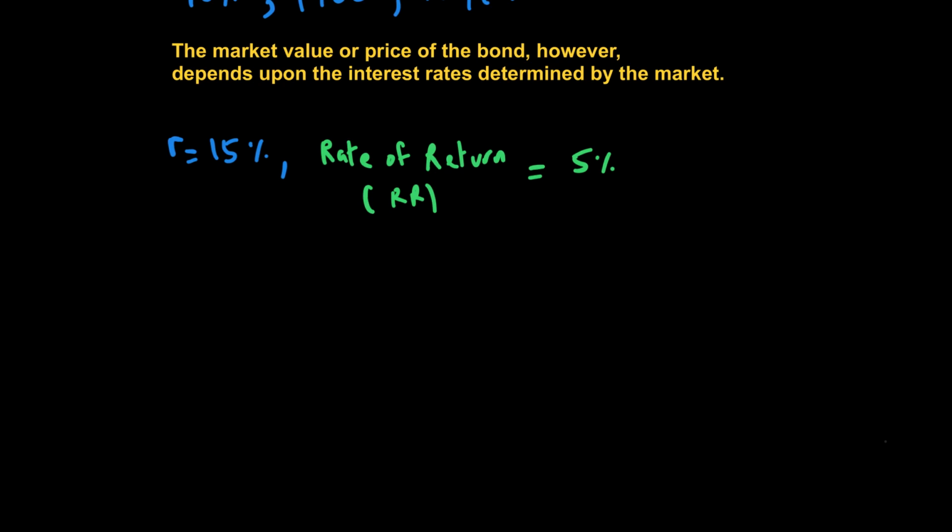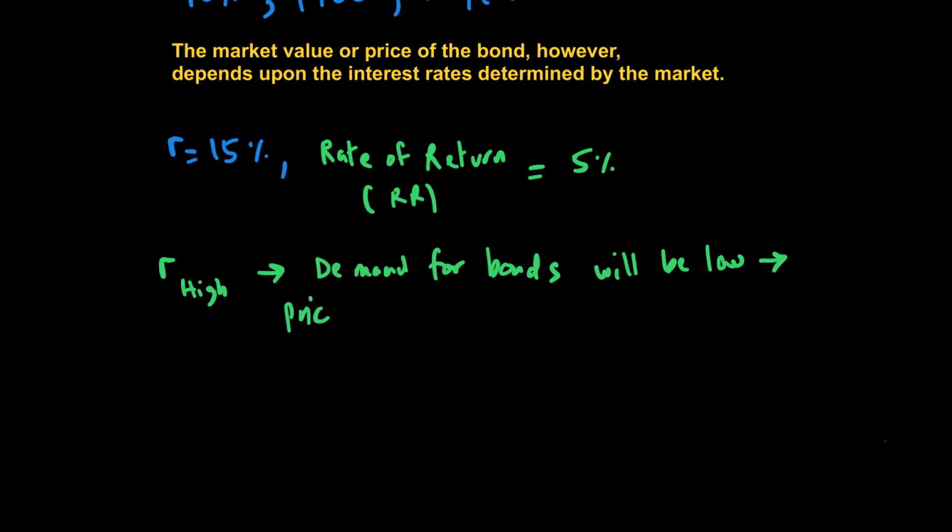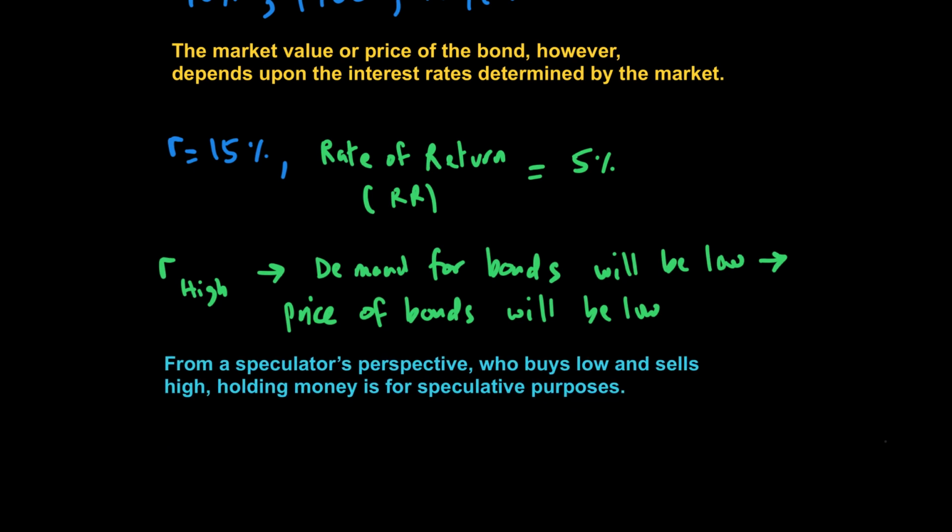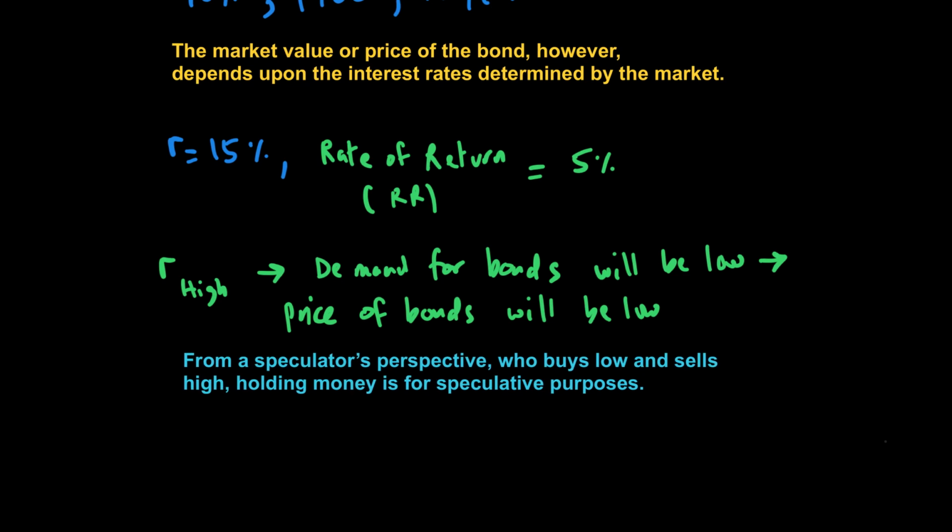So when the interest rates are high, the demand for bonds which are giving lower return will be low. And when the demand for bonds is low, the price of bonds will be low. And if the price of bonds is low, what will be the stance of a speculator? Well, a speculator is somebody who buys low and sells high, because he's holding money for speculative purposes.